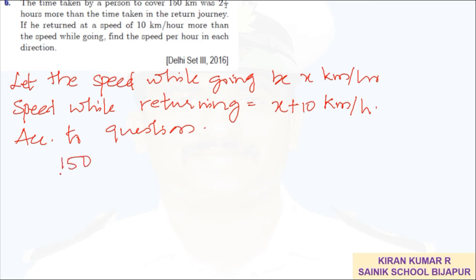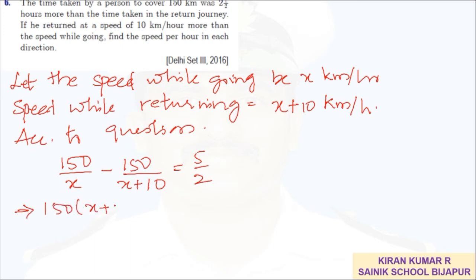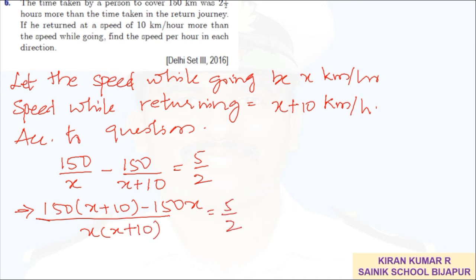So time taken is distance upon speed: 150/x minus 150/(x + 10). The difference in the time is 2.5 hours, which is nothing but 5/2. This has to be simplified. Let me take the LCM. We will be getting the numerator divided by x into (x + 10) equal to 5/2. Here upon simplification, 150 will get cancelled. 150 multiplied by 10 will be 1500.